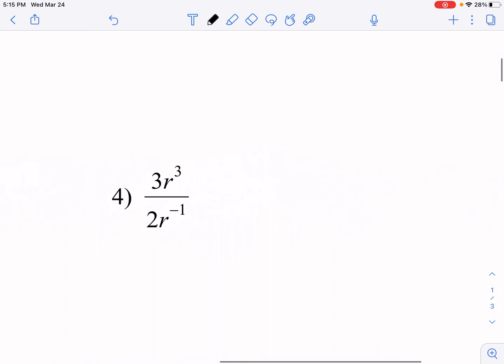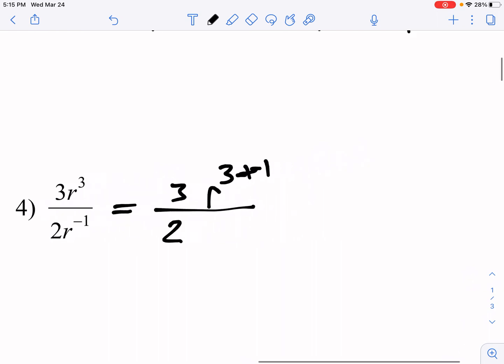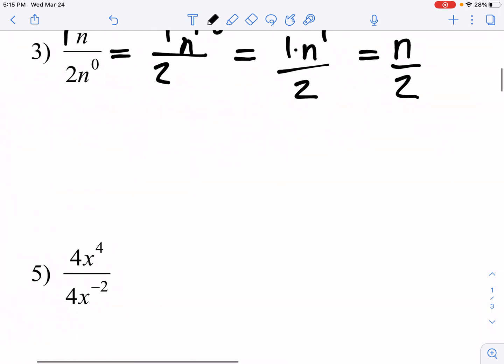Okay, number 4, 3 over 2 doesn't reduce, so we're going to keep that the same, 3 over 2. And then we have r with the 3 minus a negative. That's important. Don't forget the negative. Minus a negative 1. Well, what happens when you minus a negative? It changes to a plus. So we'd have 3 over 2 and then r to the 4th. Okay, no changes need to be made here. We have a positive exponent. Moving on to number 5.